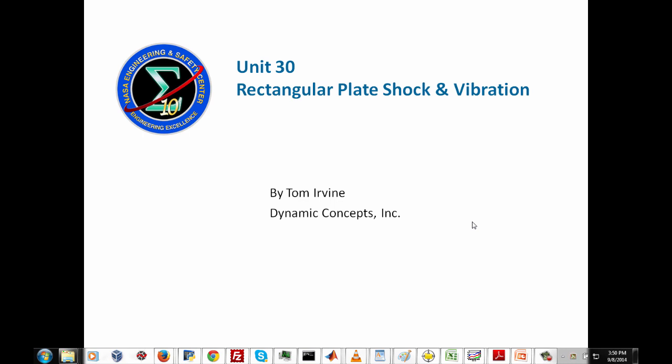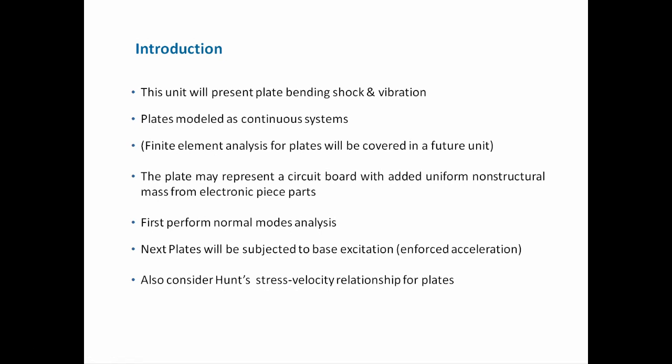Our topic today is rectangular plate shock and vibration. So this unit will present plate bending, shock and vibration, and the plates will be modeled as continuous systems. So that's where we start with a governing partial differential equation and find solutions, closed form type solutions. And another common way of modeling plate bending is the finite element method. And we're actually going to cover finite element analysis in a future webinar unit.